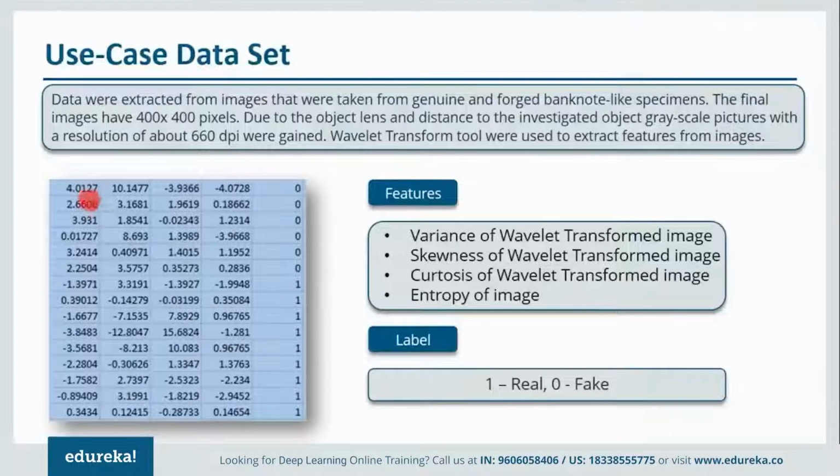So the first feature or the first column is nothing but variance of a wavelet transformed image. The second column is about skewness. The third is kurtosis of wavelet transformed image, and finally fourth one is entropy of the image. After that, when I talk about label, which is nothing but my last column, over here if the value is 1, that means the pattern represents a real note, whereas when value is 0, that means it represents a fake note.